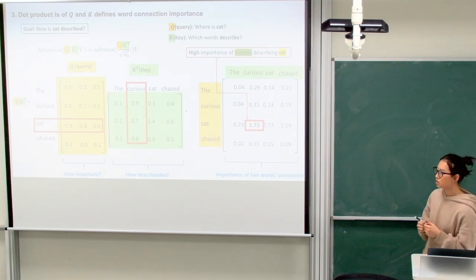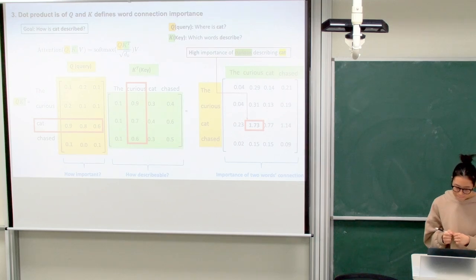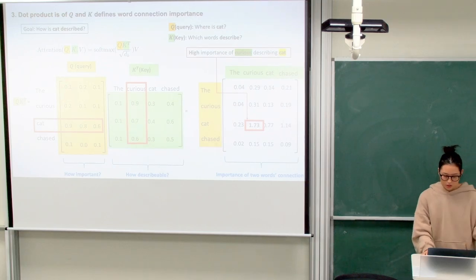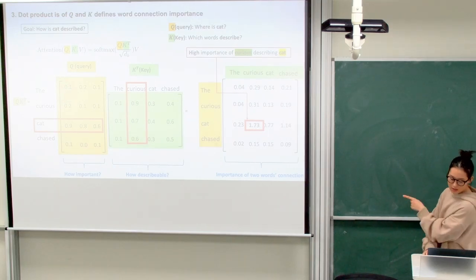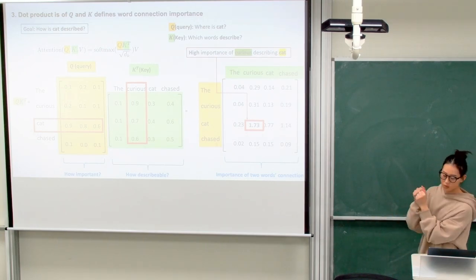I think the diagonal is sort of describing something else, not how cat describes cat. It's more, I think what you guys are saying is just how important cat is. Yes. Okay, so with these values, again, it just shows how important word connections are.